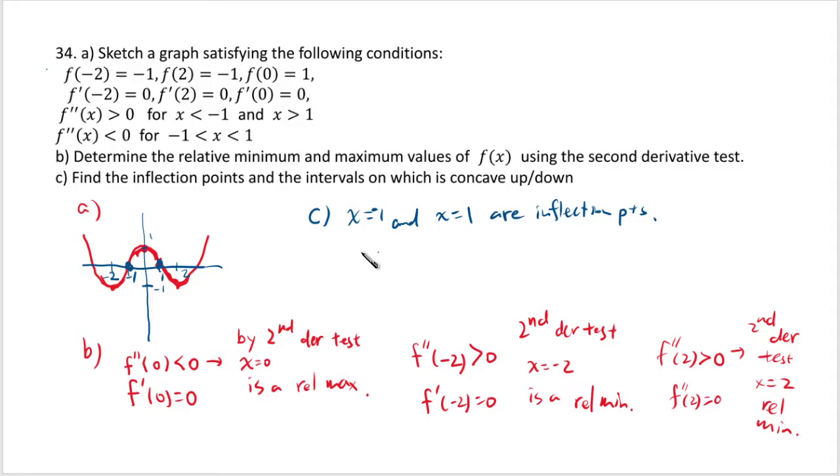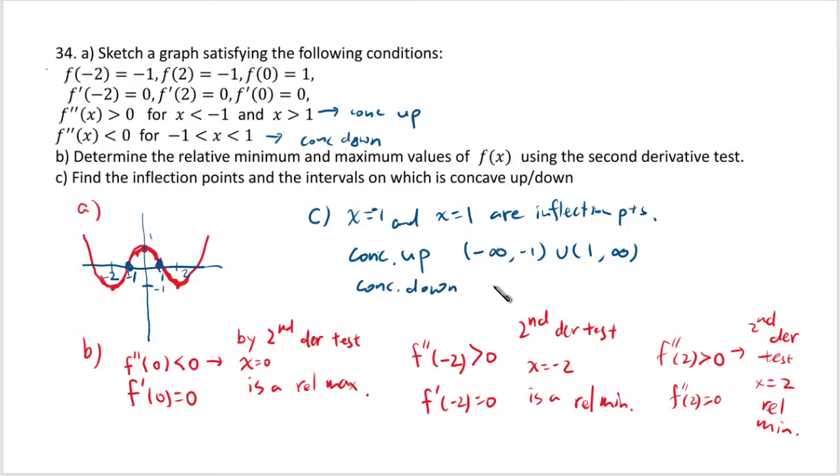And then what else? Oh, we need to know where it's concave up or concave down. Well, basically this is concave up and this is concave down, right? So you can say the following: concave up on the interval -infinity to -1 union 1 to infinity, and concave down on -1 to 1. Okay?